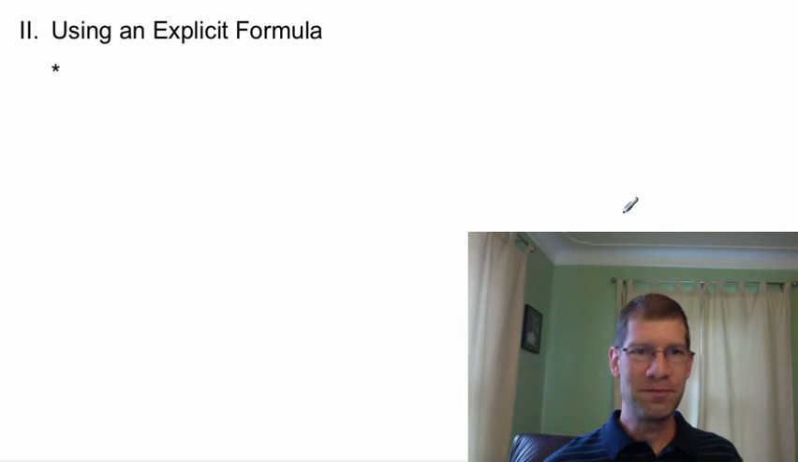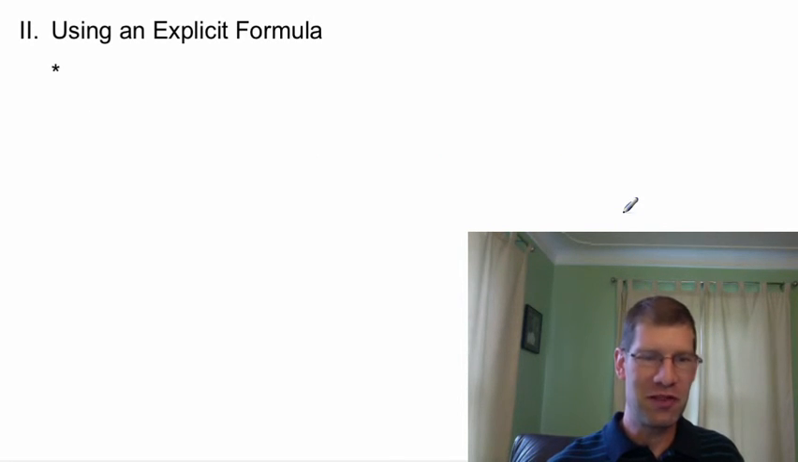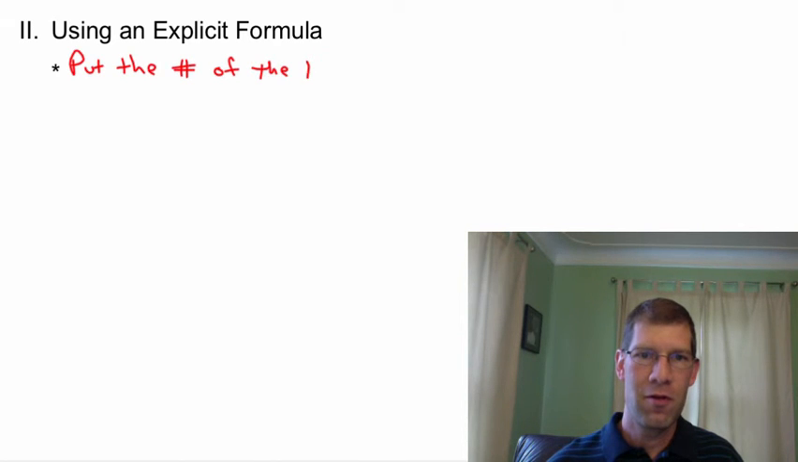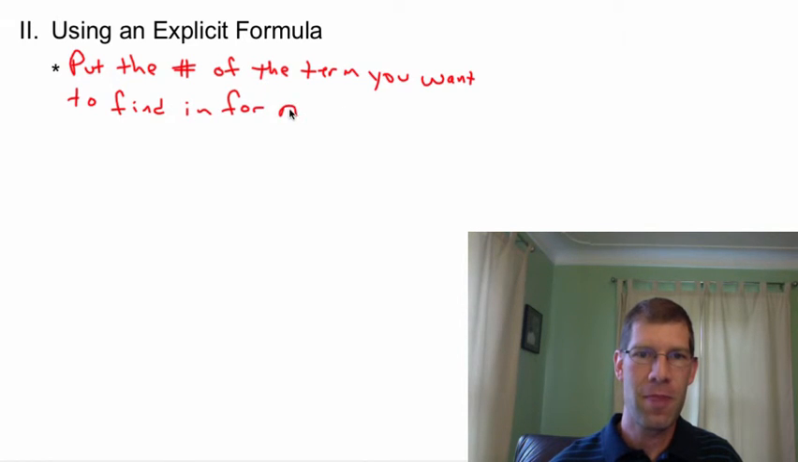Roman numeral 2 is using an explicit formula. And the whole key here, using an explicit formula, is to put the number of the term you want to find in for n, and simplify.